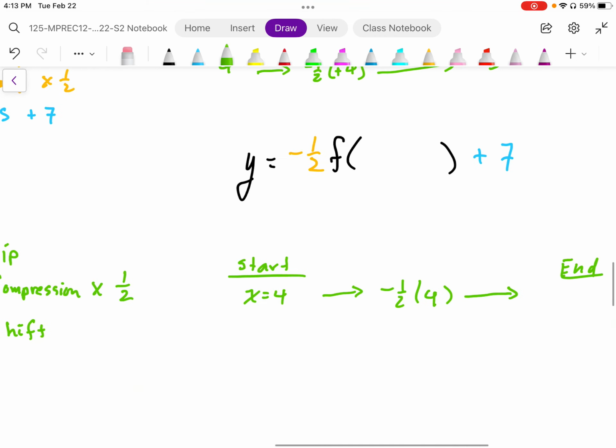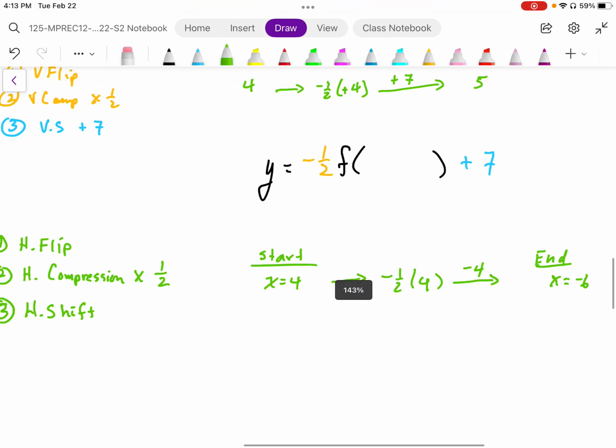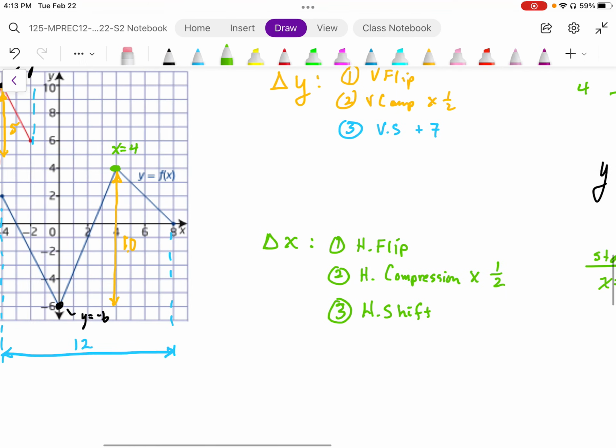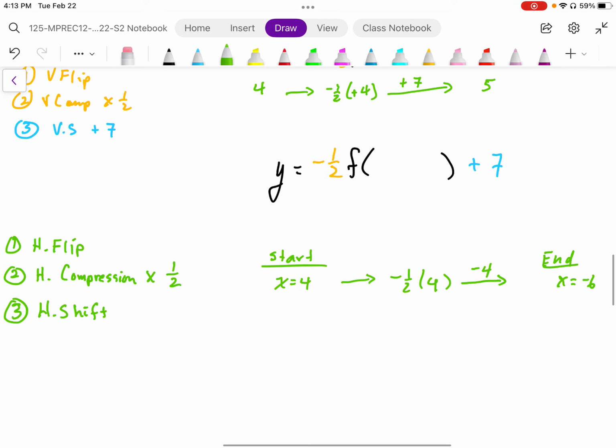So what ends up happening is when I do the horizontal compression and flip, it's going to end up at negative 2. But I've got to get it to negative 6. So I'm going to do minus 4 to get it there. Okay, so just double checking that. Yeah, negative 6. I've got to do minus 4, so my horizontal shift is left 4.